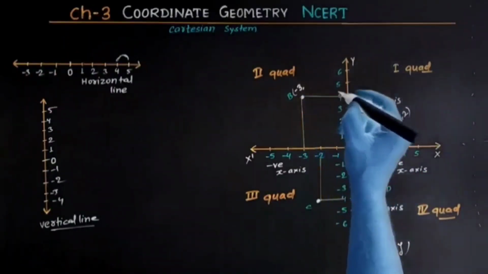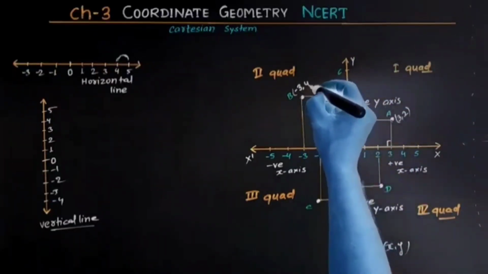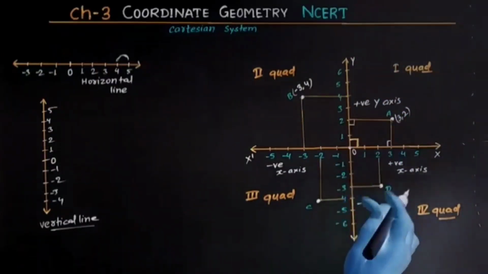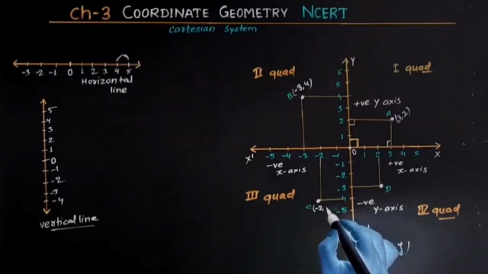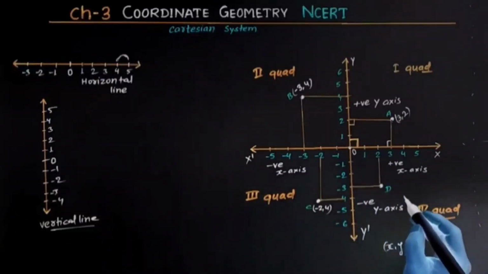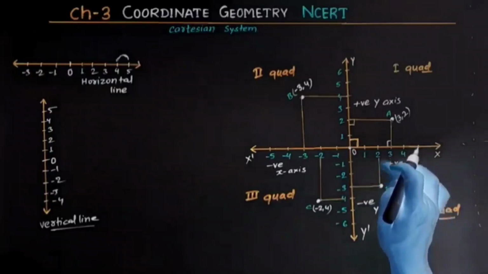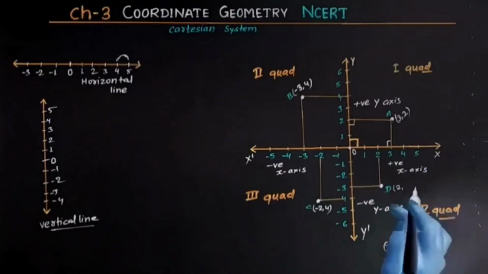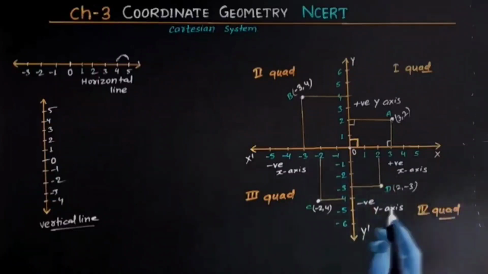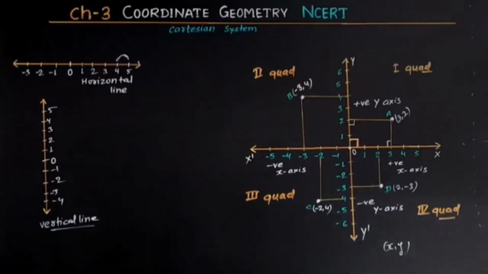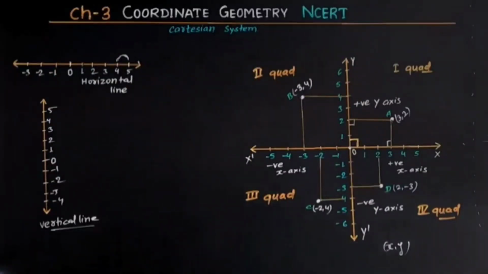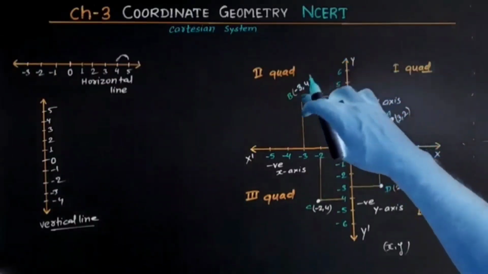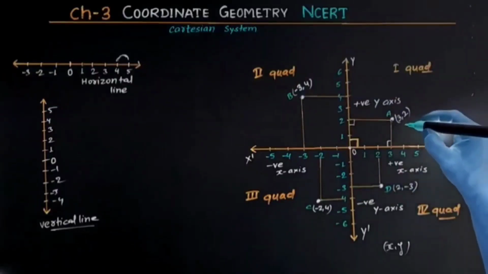We have already drawn the perpendicular. This perpendicular meets the x-axis at minus 3 and the y-axis at 4. So the coordinate is (-3, 4). Similarly, for point C, the coordinate is (-2, -5). Similarly, for point D, the coordinate is (2, -3). So this is the procedure or way to know the coordinates of different points lying in different quadrants.